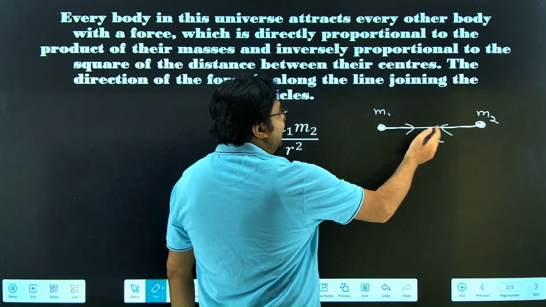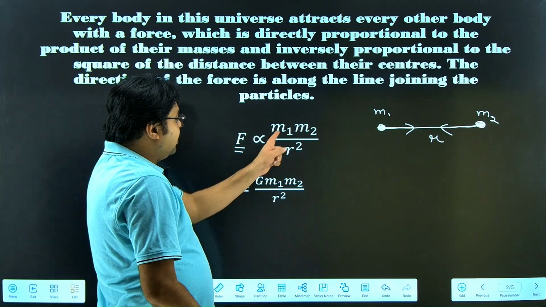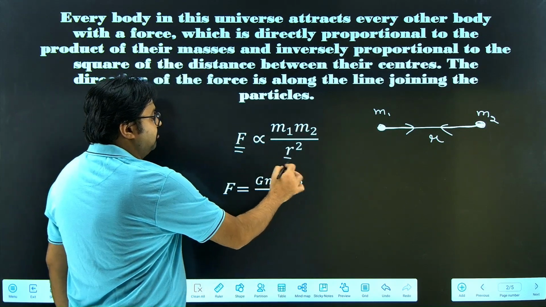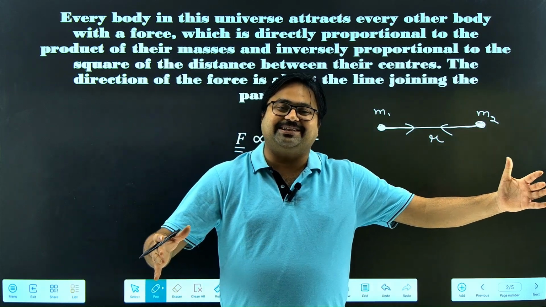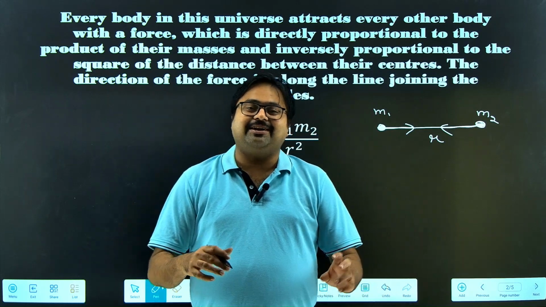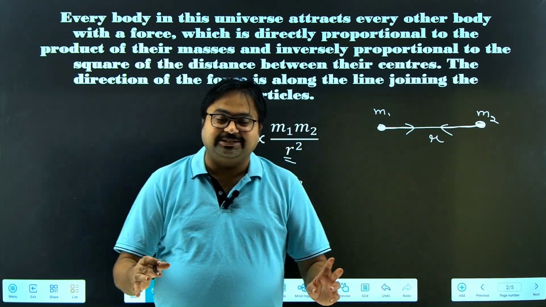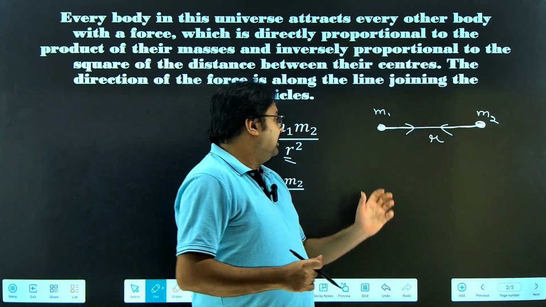Okay, now having said that, we have force being proportional to the product of the two masses and inversely proportional to the square of the distance between them. That means if you double the distance, the force between them becomes 1/4, and if you halve the distance, then the force between them quadruples, and that's the kind of relation they have.